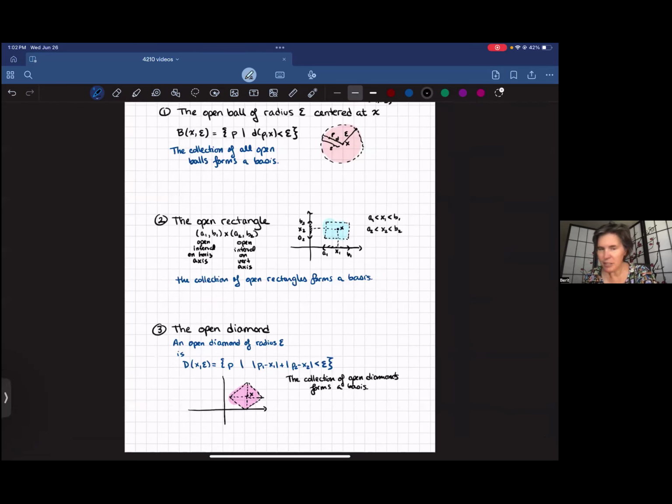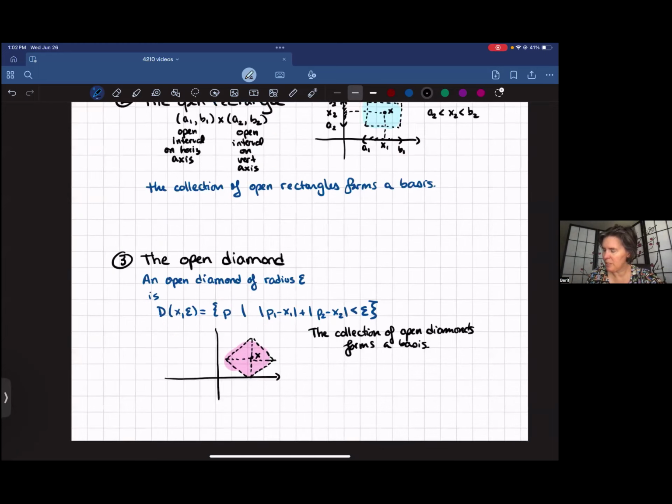So we have these three possible shapes. We have the open balls, which are like circles in R2. We have the open rectangles, and then we have the open diamonds. And I claim that any one of these collections could form a basis. Let's just think about one of them, maybe just verbally. Let's look at, for example, the collection of open diamonds.